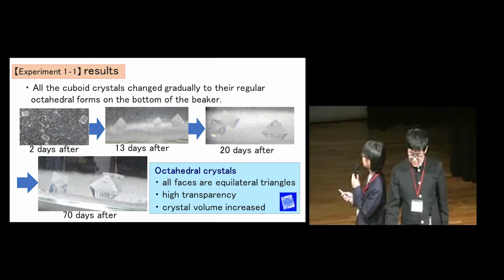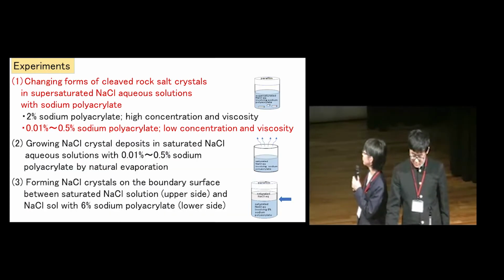All the cuboid crystals changed gradually to regular octahedral forms on the bottom of the beaker. After 70 days, the crystals became complete octahedrons. The volume of these octahedral crystals increased, so we expect that we can get bigger crystals. Secondly, we used low concentrations of sodium polyacrylate.